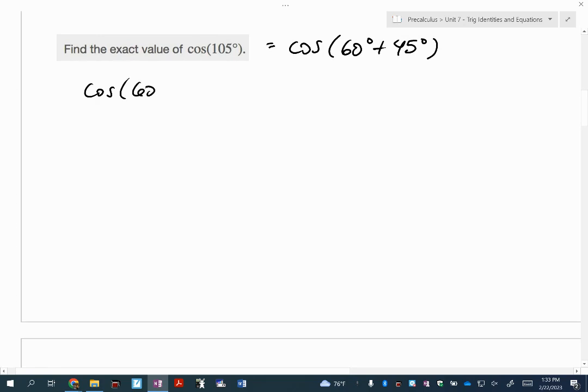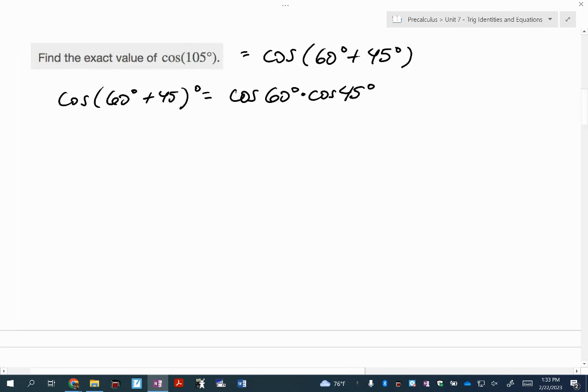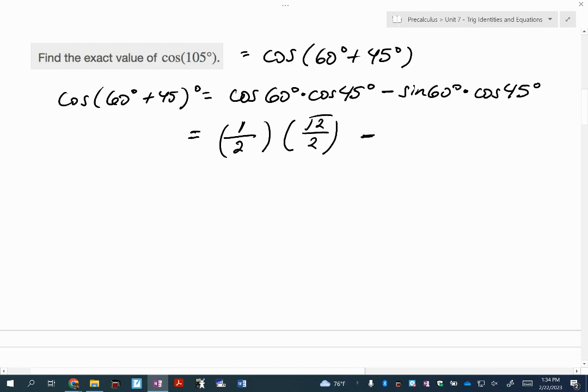the cosine of 60 degrees plus 45 degrees is going to be the cosine of the first angle times the cosine of the second angle. Then you do the opposite sign of what's inside those parentheses, so minus the sine of the first angle times the sine of the second. Cosine of 60, we know that one. Cosine of 60 degrees is 1/2 times the cosine of 45 degrees, the square root of 2 over 2, so far very similar, minus the sine of 60 degrees, the square root of 3 over 2, times the sine of 45 degrees, which is the square root of 2 over 2.